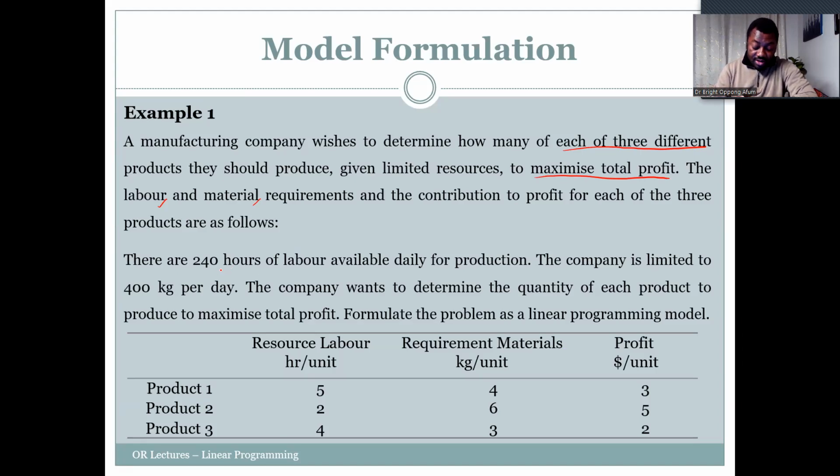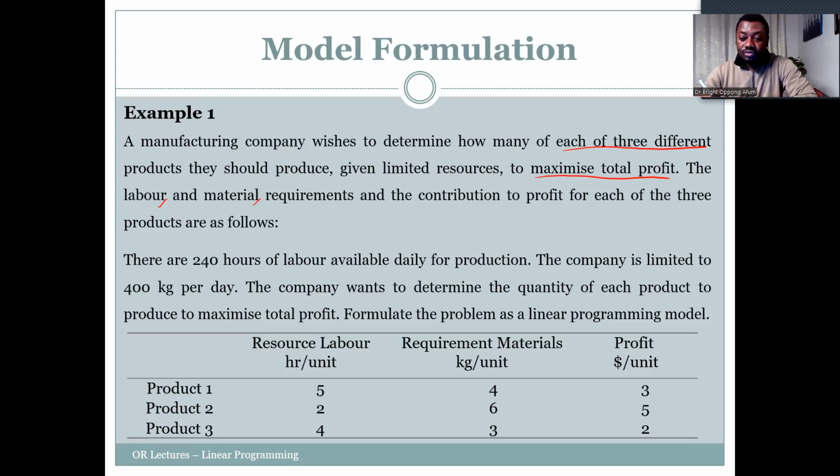So there are 240 hours of labor available daily for production. The company is limited to 400 kilograms of material per day. The company wants to determine the quantity of each product to produce to maximize the profits. So now, our problem here is to formulate the problem as a linear programming problem.